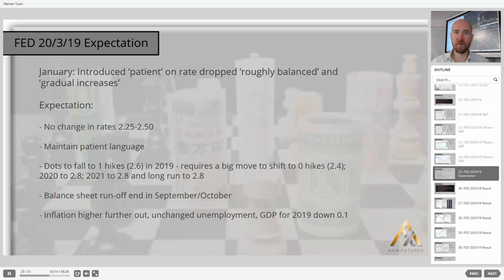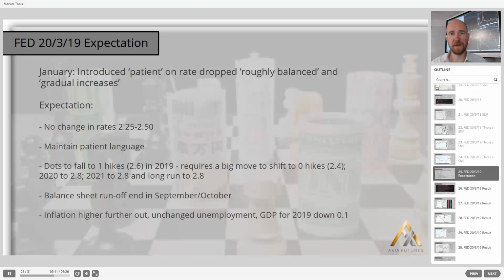2020 dot was expected to fall to 2.8, 2021 dot equally expected to fall to 2.8, and the longer run likewise to 2.8. So that was the situation that you were sitting in. The opportunity for a more dovish play would be if the dots get dropped further, if potentially the Fed cut rates. That would be a very big surprise.